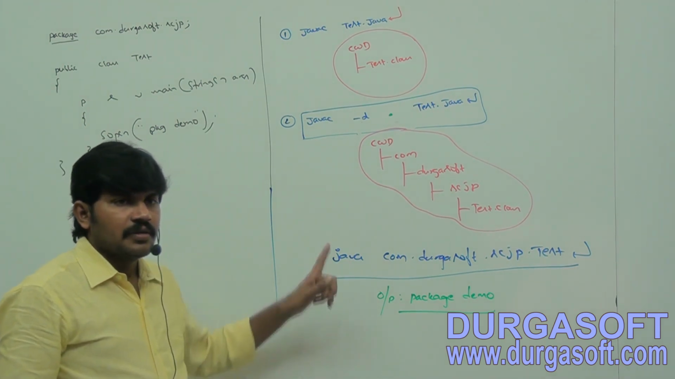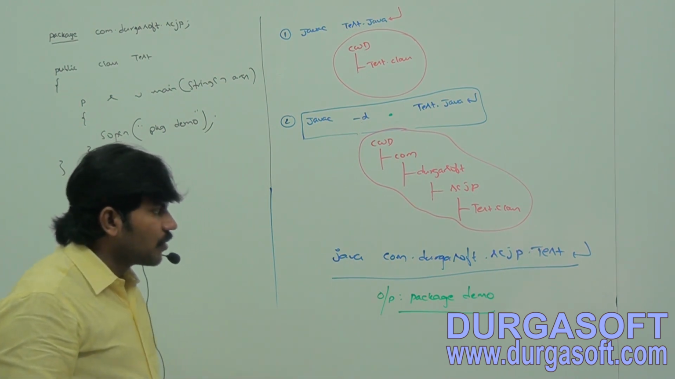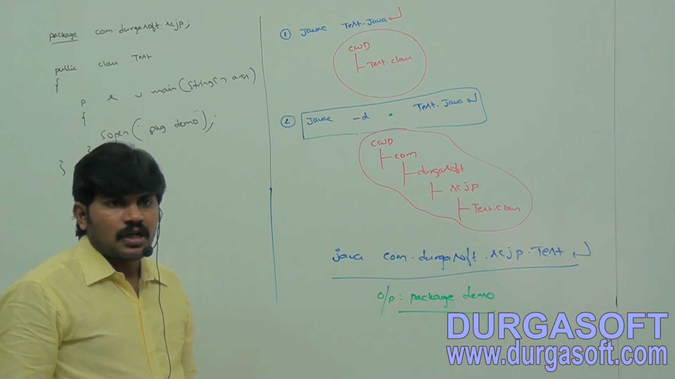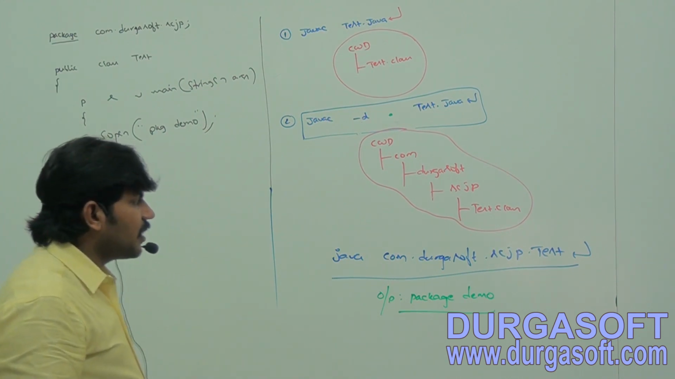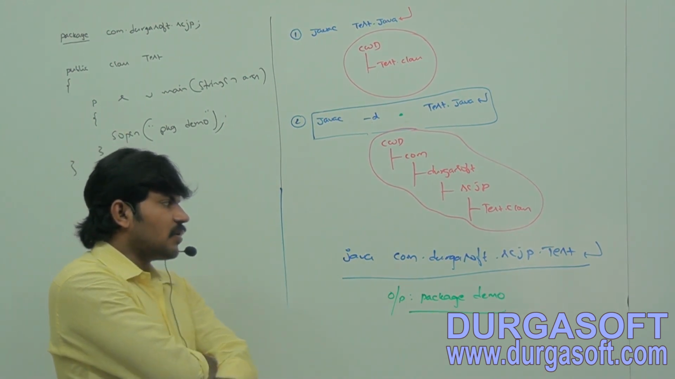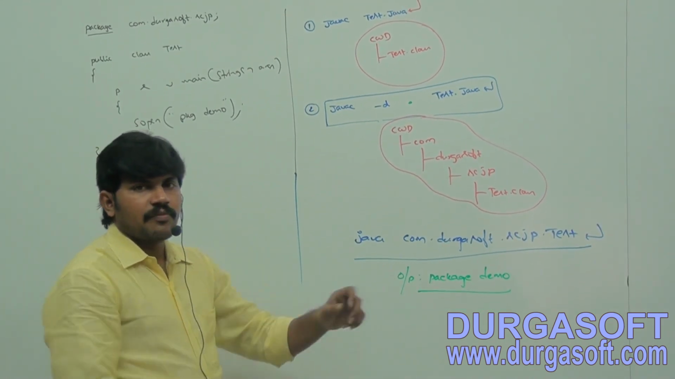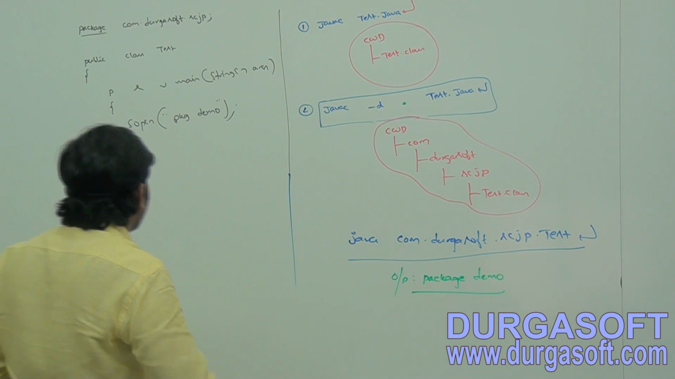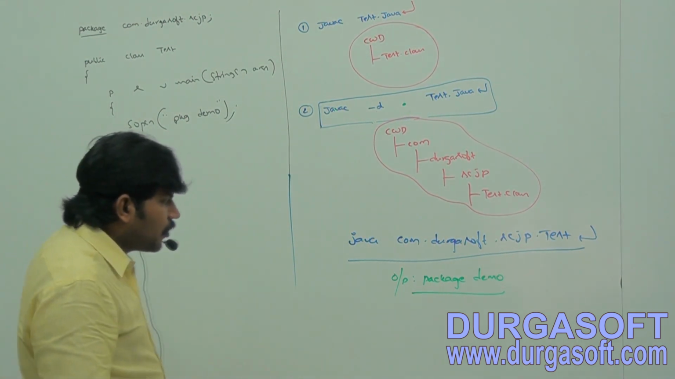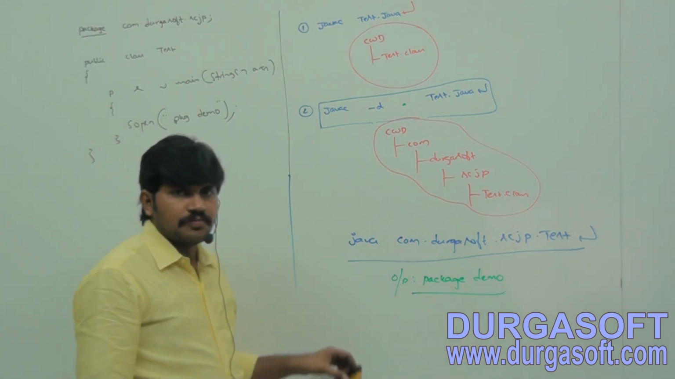Name, okay. At the point, java com dot durgasoft dot scjp dot test. Java com dot durgasoft dot scjp dot test. What is the output? By default we are going to get package demo. Output is the package demo.